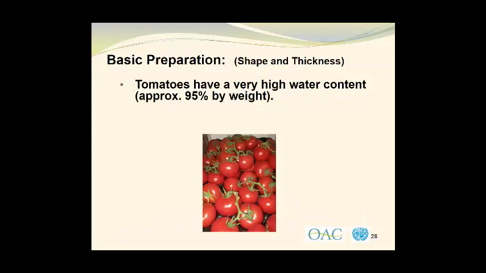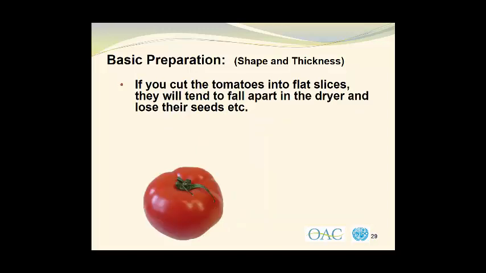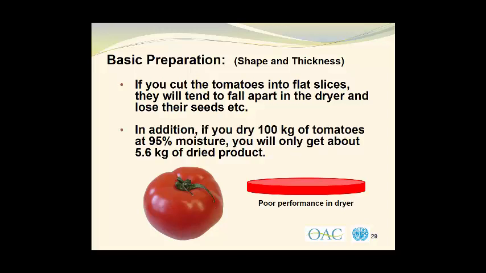Tomatoes have a very high water content. As mentioned previously, they can be as high as 95% water by weight. This really presents a challenge to us for drying. If you cut the tomatoes into flat slices, they will tend to fall apart in the dryer and lose their seeds and that liquidy portion which is called the placenta. So here we have a diagram representing a slice of this type of tomato which will perform poorly in the dryer.